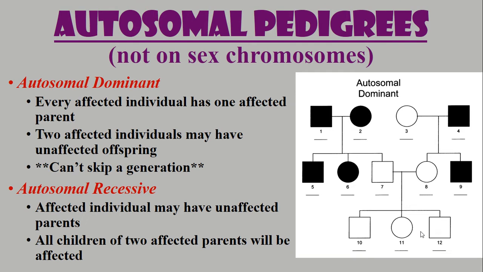For autosomal dominant pedigrees, every affected individual has at least one affected parent, and two affected individuals may have unaffected offspring. You can kind of remember those heterozygous people, sometimes they have those kids that are just different from everyone else. Like me, I'm nothing like my family. I'm a lot of the recessiveness in my family. The one thing about autosomal dominant pedigrees, the trait won't skip a generation. In every generation, someone will be affected.